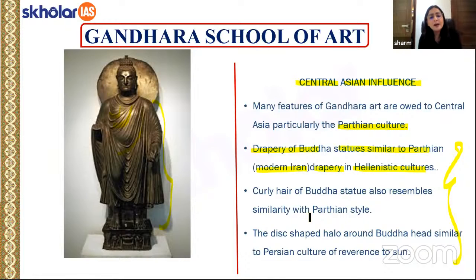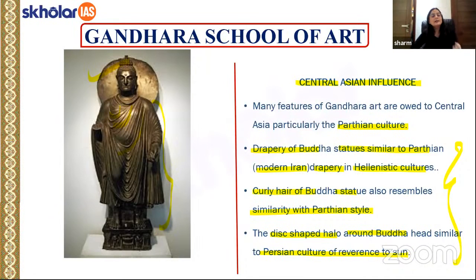All right. Apart from the students, it will be important to note that the curly or the wavy hair of Buddha statue also resembles with certain similarity of Parthian style, and the disc-shaped halo, again it is present here, around the Buddha's head is similar to the Persian culture of reverence to sun. अब अगर आप देखेंगे तो जो पर्शियन कल्चर के अंदर जैसे गॉड्स को या गॉडेसेस को डिपिक्ट किया जाता था, तो उनके पीछे एक पर्टिकुलर हेलो टाइप का होता था, which was kind of depicting the sun.